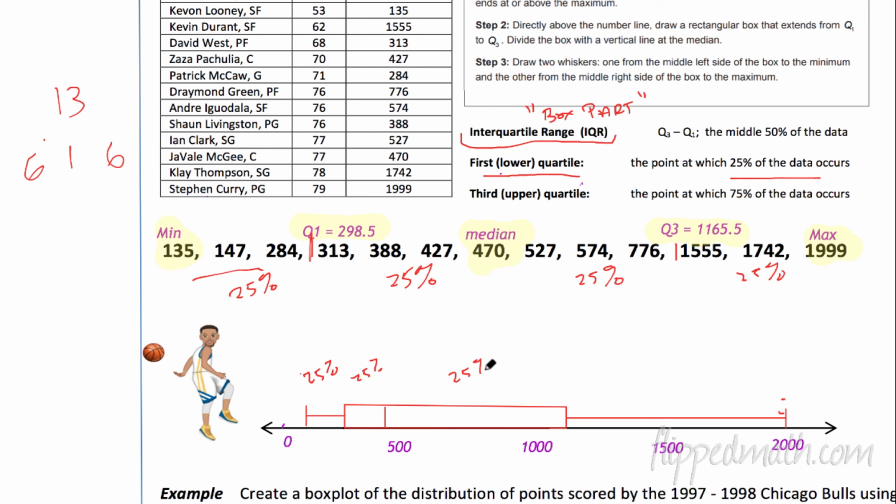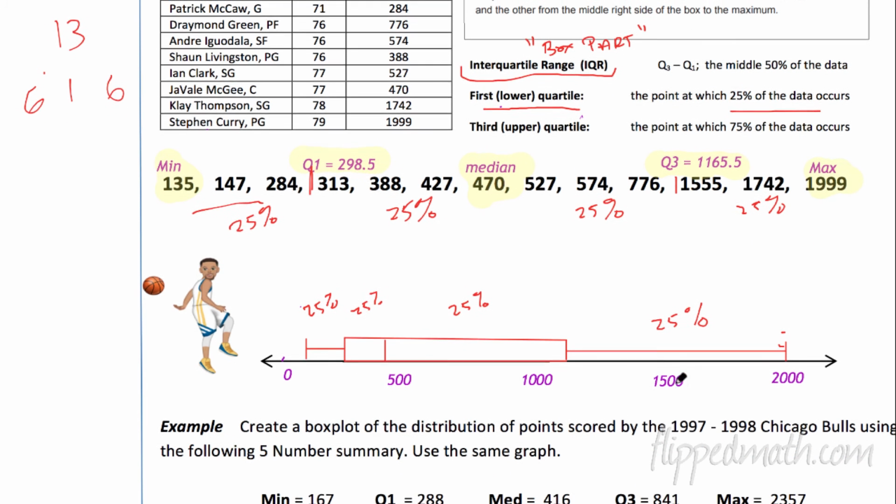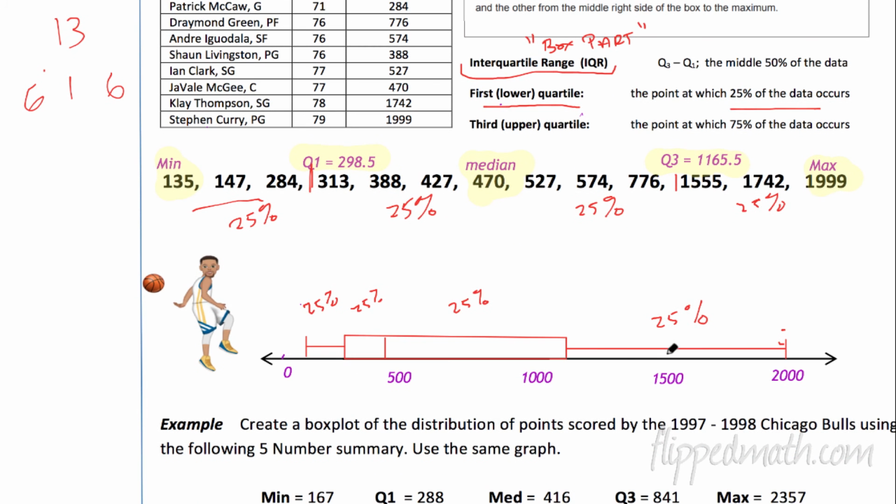So you're going to start to get homework questions like, how many points must be scored so that you're in the top 25%? Well, that would be between here and here. You'd have to use those numbers on the 5-number summary.